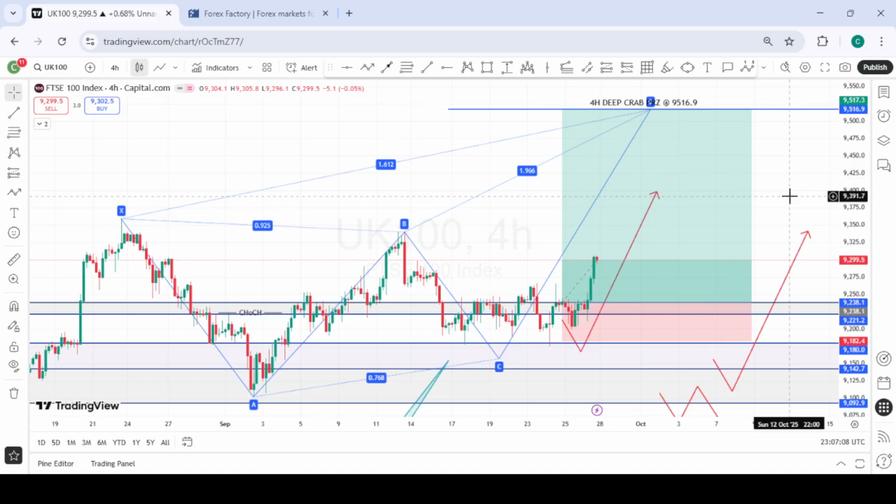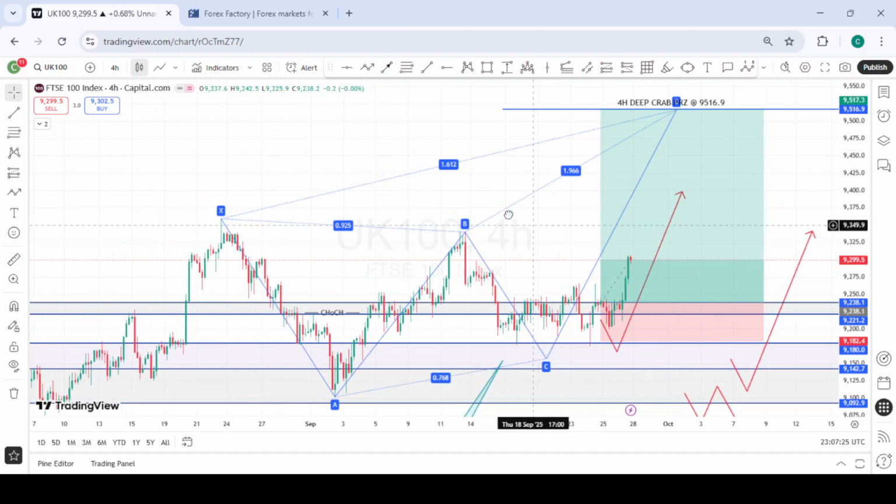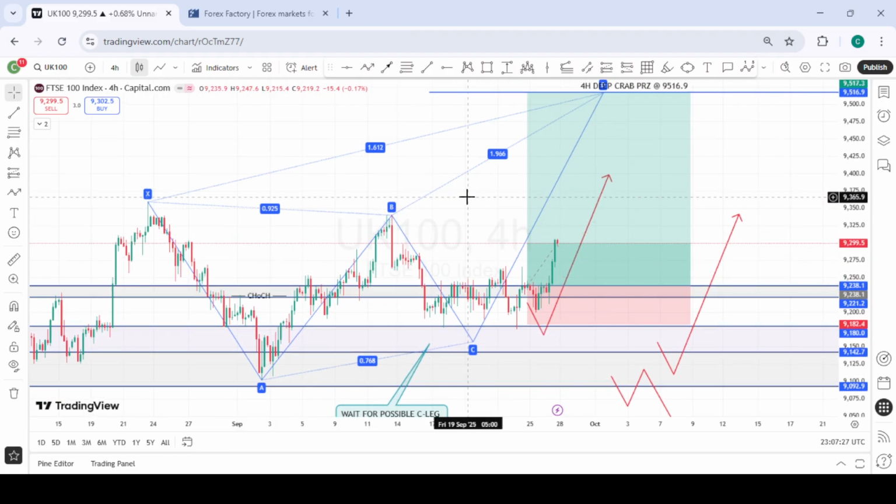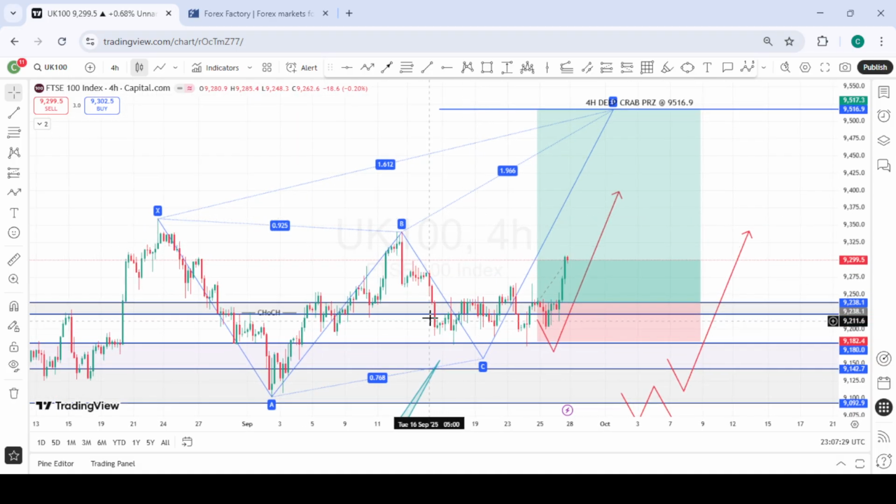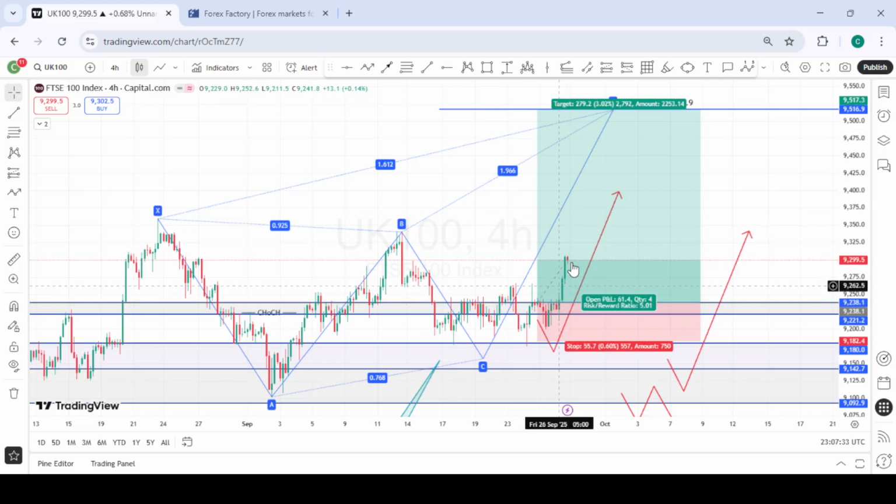Without wasting much time, let's have a quick recap of last week's setups discussed in our previous video before we dive into next week's analysis. So we have here FTSE 100 or UK 100. We're looking forward to a C-leg formation for this potential deep cap pattern, and we had a double bottom here, and we're fortunate to get an entry to get a buy to complete this deep cap pattern.